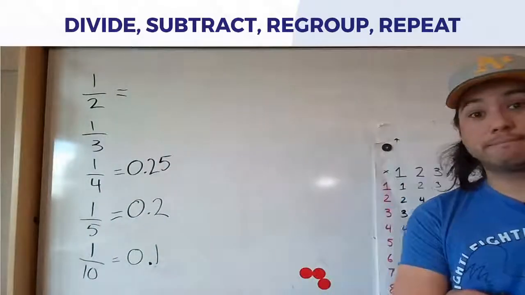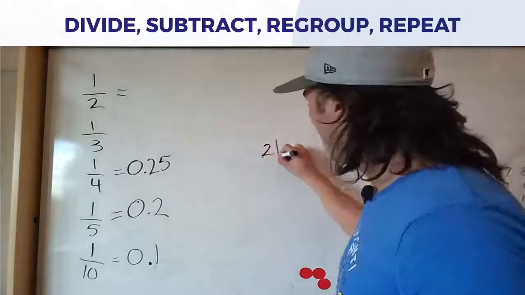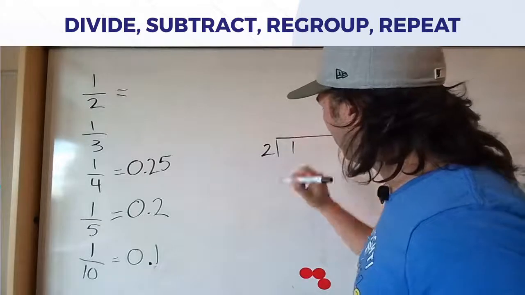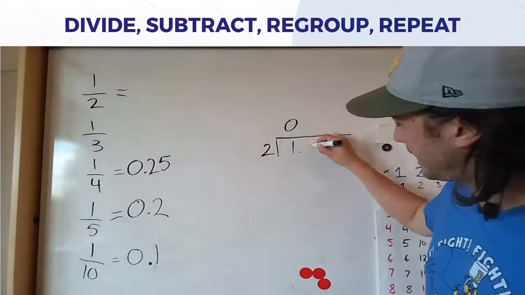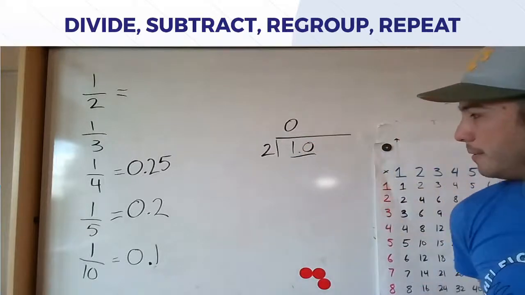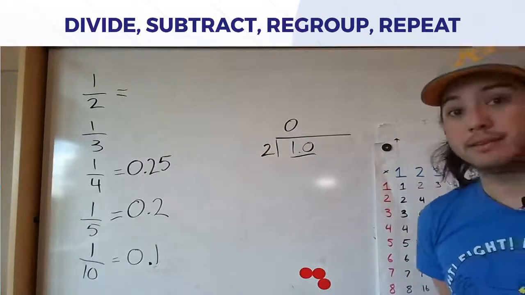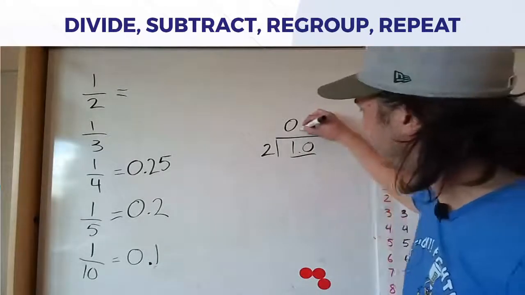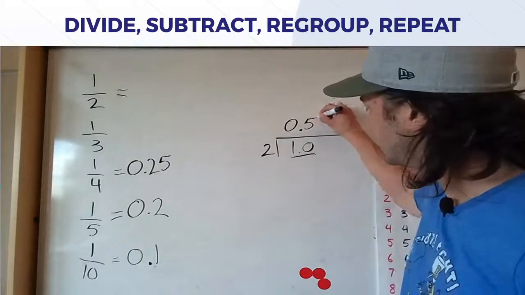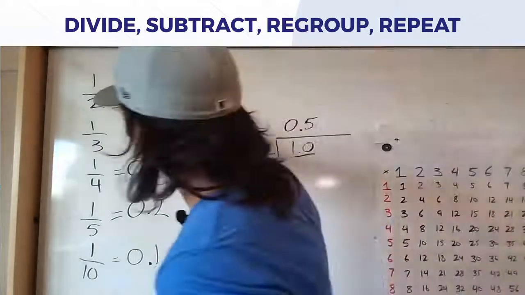Okay, because again, we can prove this one. 1 divided by 2, which we can't do right away. So we're going to add a tenths place to regroup it. And what is 10 tenths divided by 2? 10 divided by 2, or 2 times what is 10? 5.